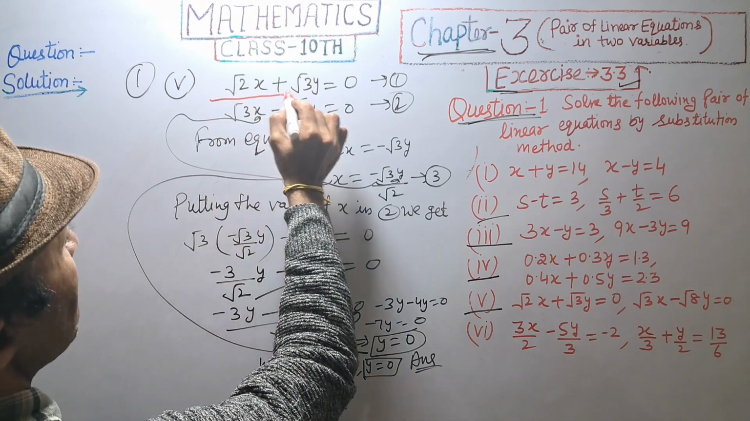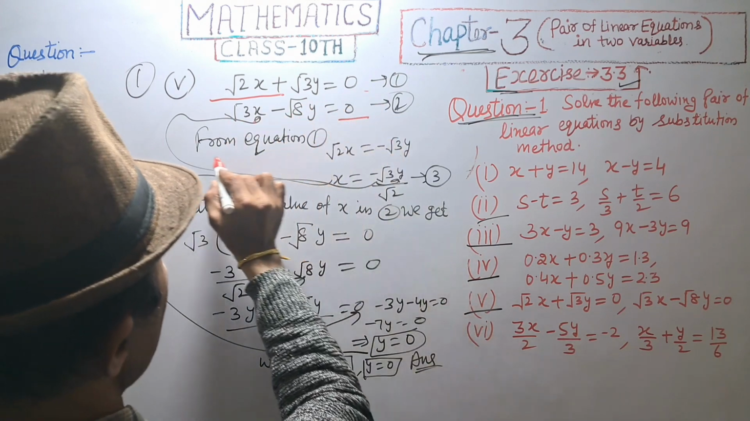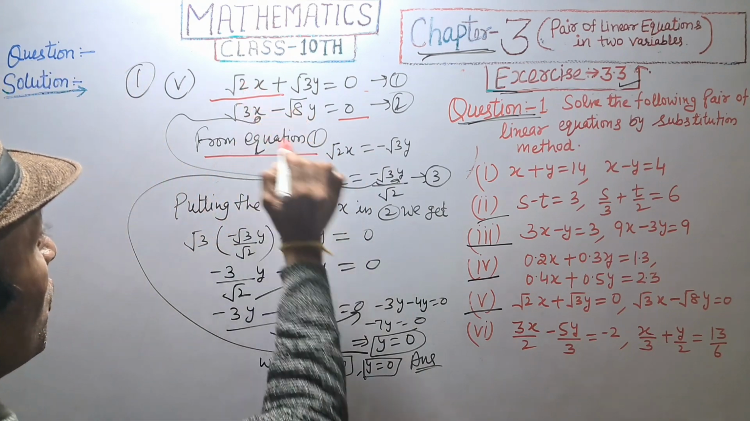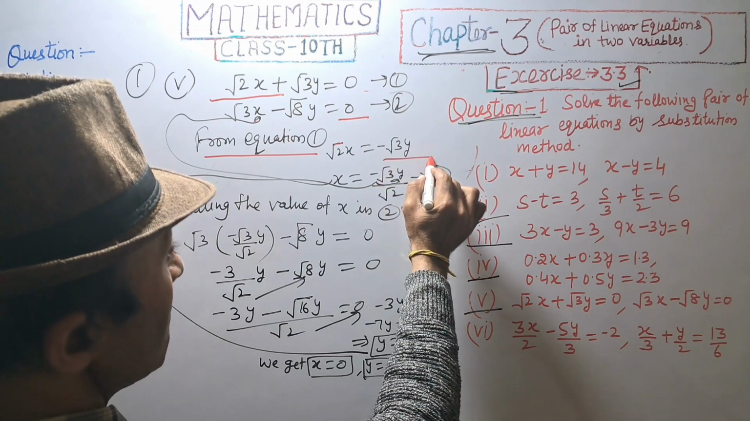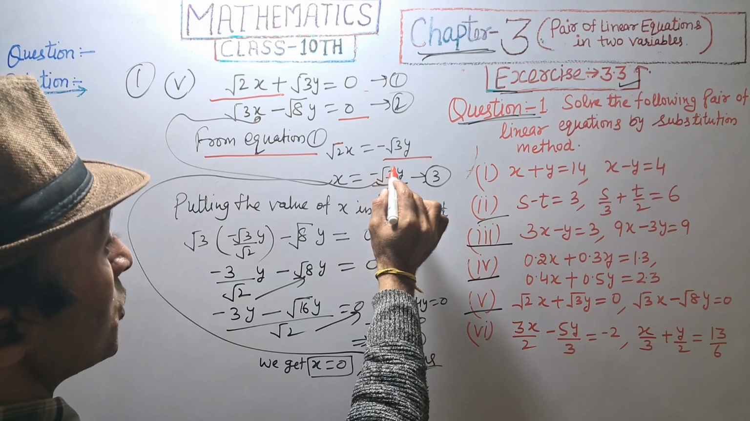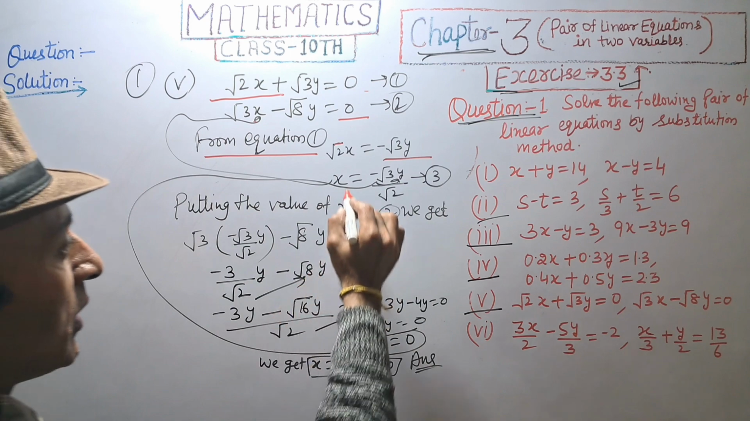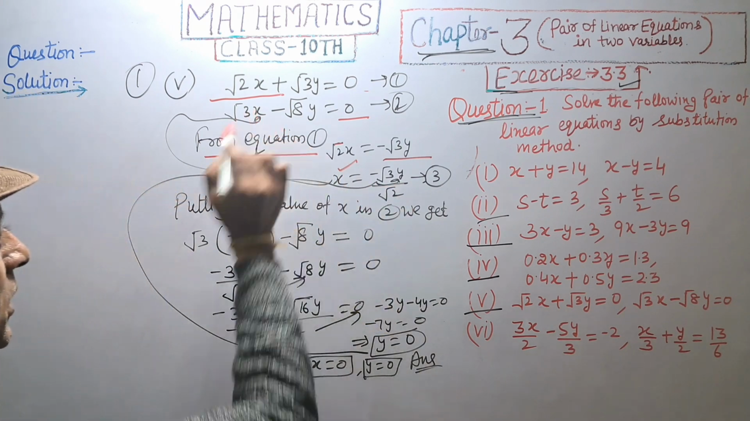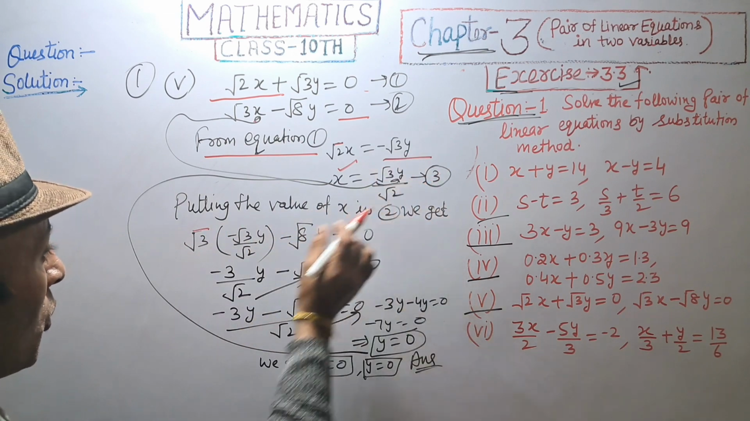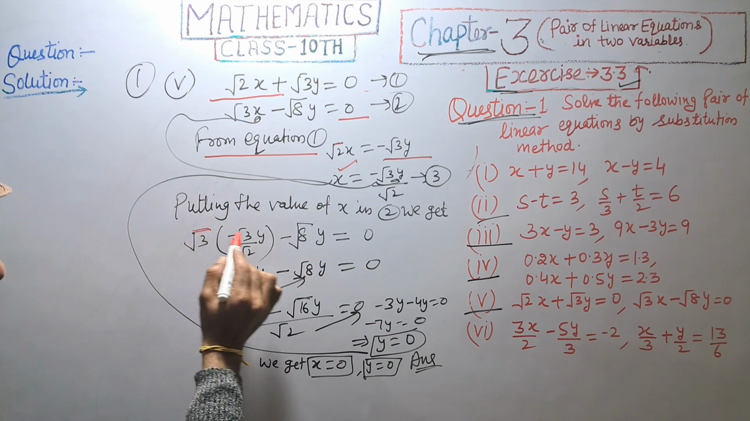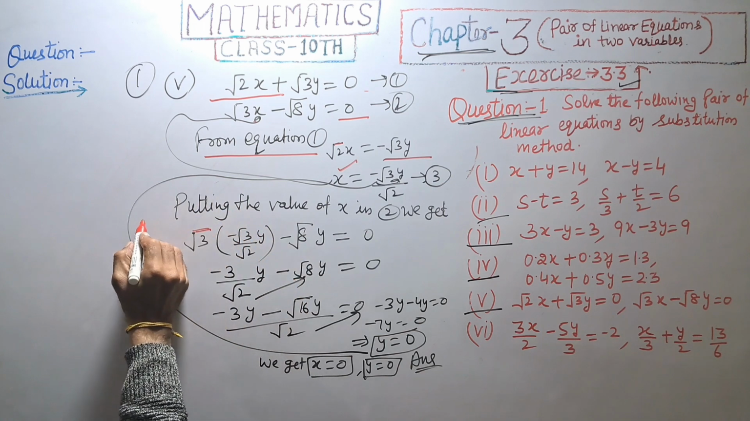Given equation is root 2x plus root 3y equal to 0, root 3x minus root 8y equal to 0, and from equation first we get root 2x on the left side, but we are shifting root 3y to the right side, that will be negative root 3y, and x equal to minus root 3y upon root 2. It's equation number third, and we are putting the value of x in equation number second. Root 3 into minus root 3y upon root 2, root 3 multiplied by root 3 will be negative 3y.